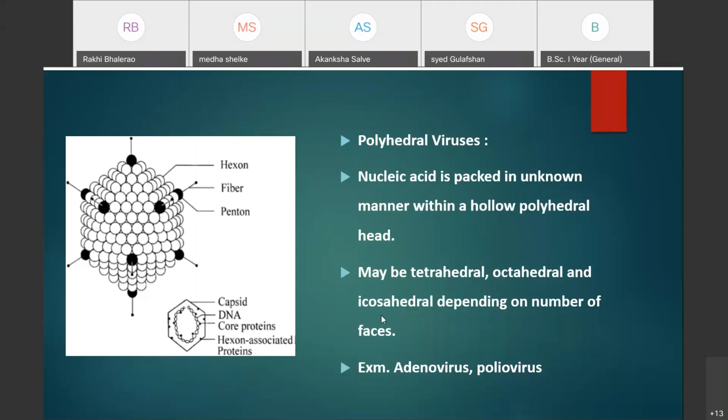20 triangular faces. So depending on how many faces they have, the type of virus is determined, that is, they may be tetrahedral, octahedral, and icosahedral. For example, the icosahedral form has 20 triangular faces. Examples of polyhedral viruses are the adenovirus and poliovirus.